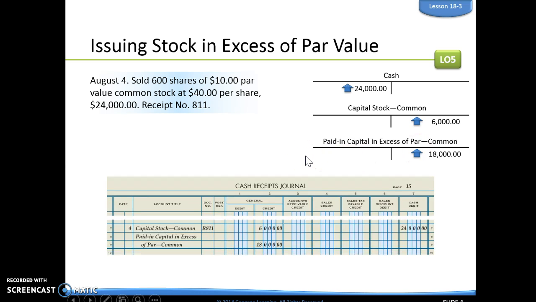So receiving cash, we're going to go into our cash receipts journal. We're going to debit cash for $24,000. We're going to credit our capital stock common for $6,000, and then our paid in capital in excess of par common for $18,000. So that's a long one, so they put that on 2 lines.